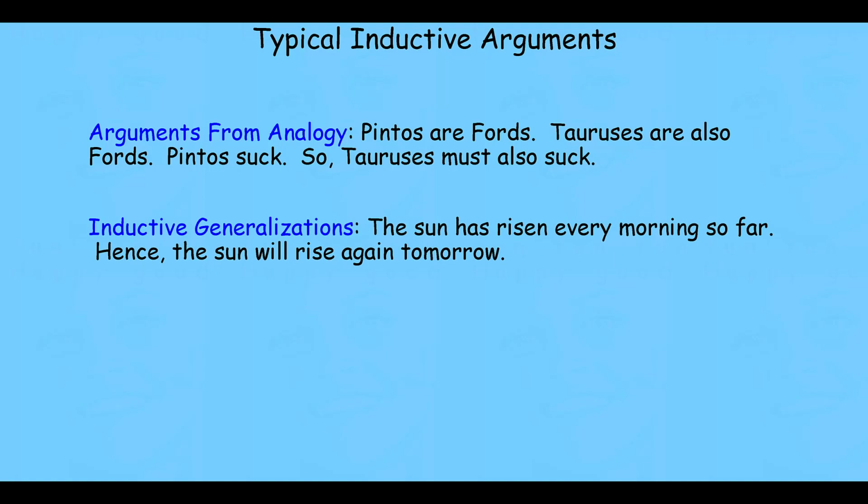Inductive generalizations work in a similar fashion. Inductive generalizations look at a number of observations that we've made. They find an exceptionless pattern, and then they make an inference that that pattern will be propagated in future observations. Usually they infer that it will always be the case. And so if we observe that the sun has risen every morning since we were born, we may well infer that it will rise again tomorrow, or that it will always rise.